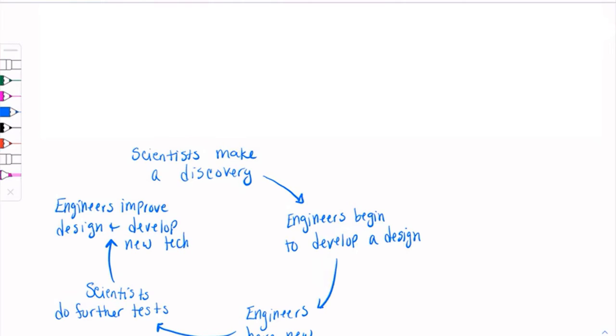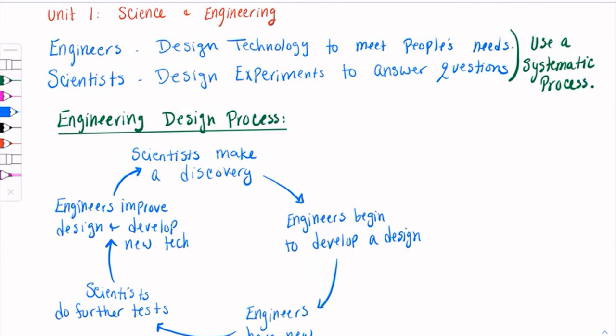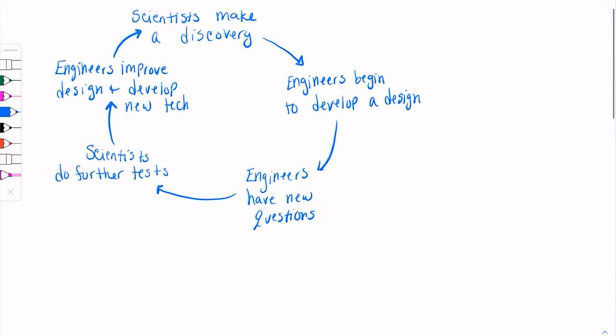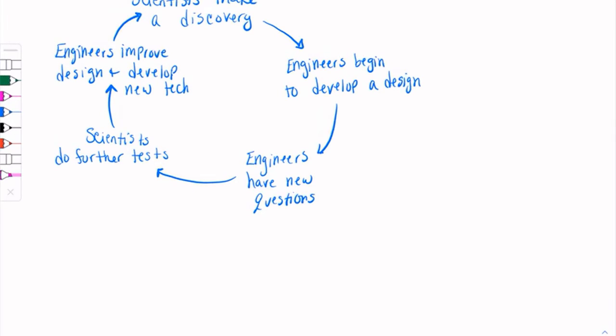And then it goes right back to scientists making a new discovery, and the whole cycle starts over again. Now, part of being an engineer is not only developing a new technology, but also explaining or taking into account the cost-benefit analysis of whatever technology it is that you're developing. Okay, so let's talk about cost-benefit analysis.